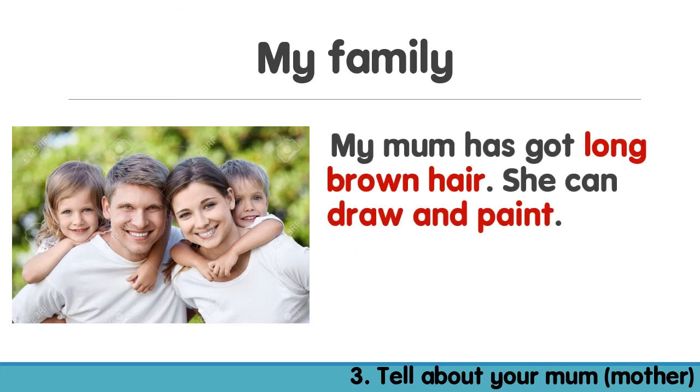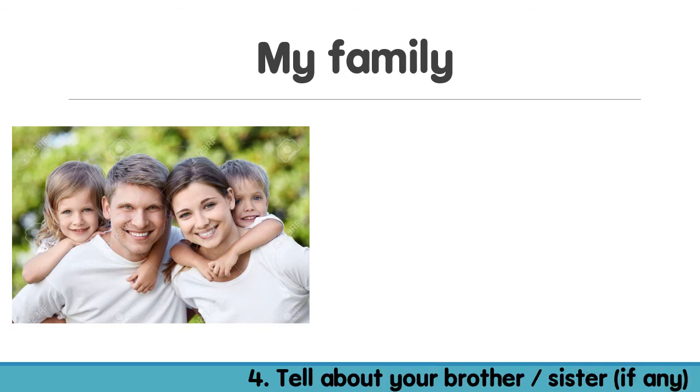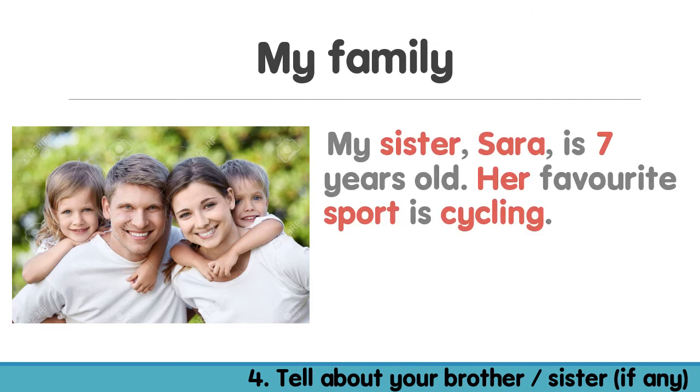Same like in the previous sentence pattern, now Tom describes his mother and tells us what she can do. For example, my mom has got long brown hair. She can draw and paint. Tom has a sister. So, Tom introduces his sister. Example, my sister Sarah is 7 years old. Her favorite sport is cycling.